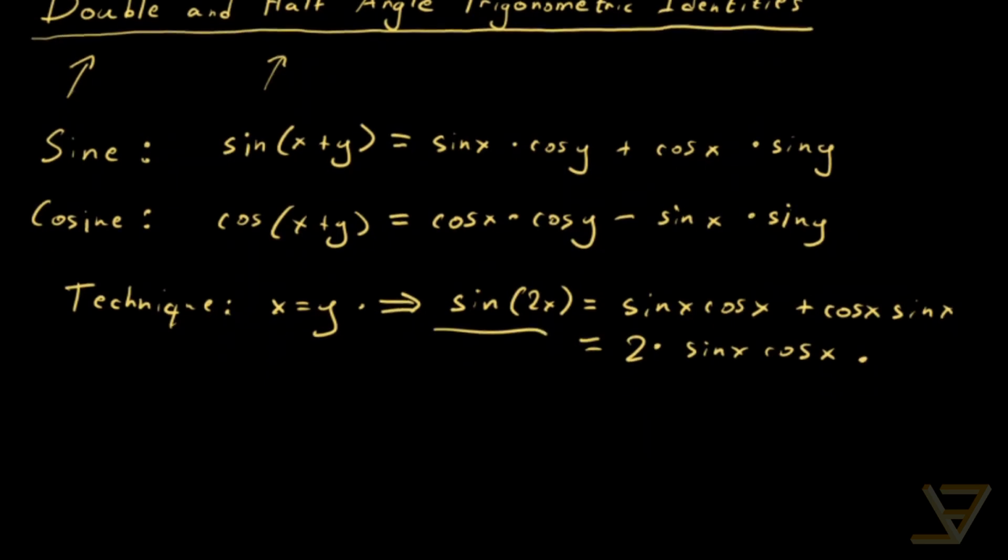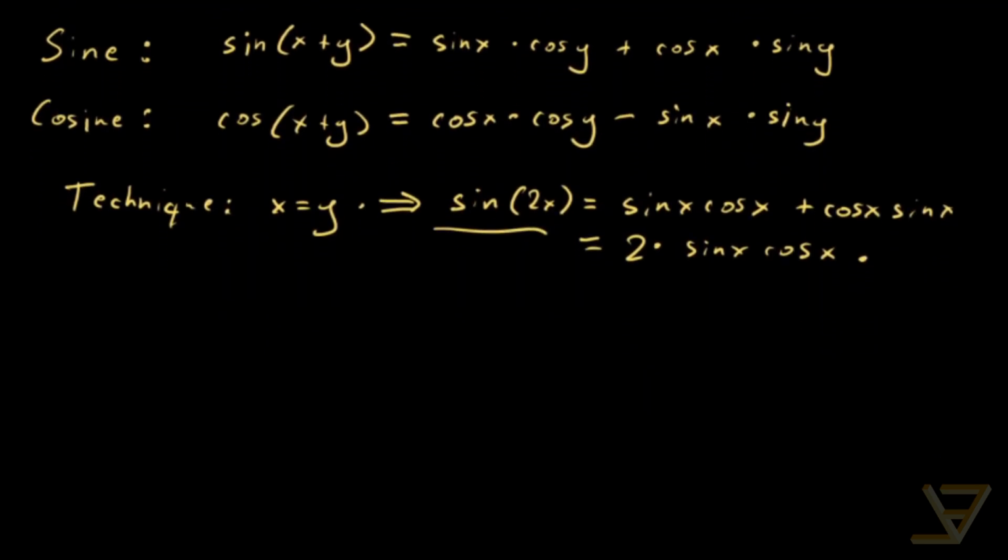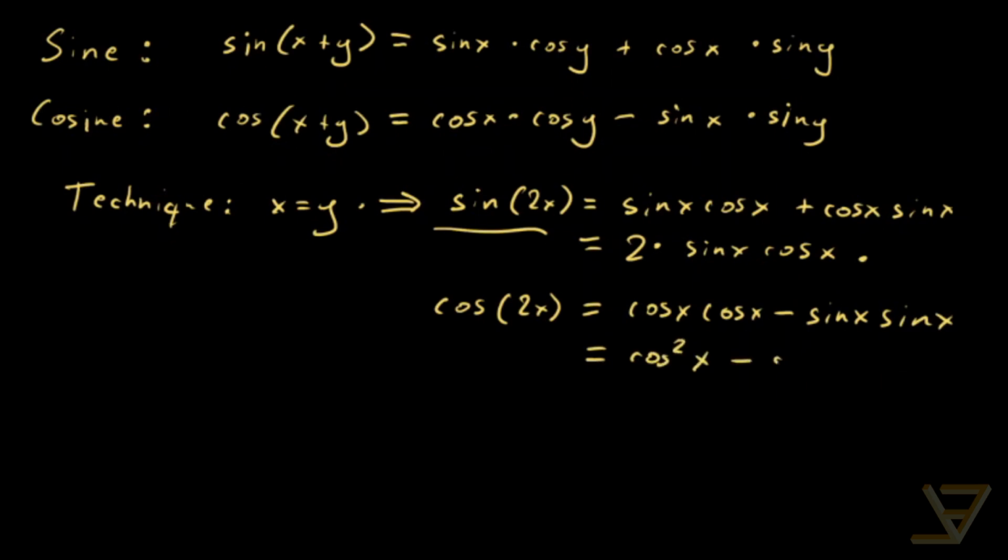For the cosine of 2x, we can use the same procedure, but we're going to do something extra that you'll see in just a moment. So cos of 2x is equal to cos x cos x minus sine x sine x. So that's equal to cos square x minus sine square x.